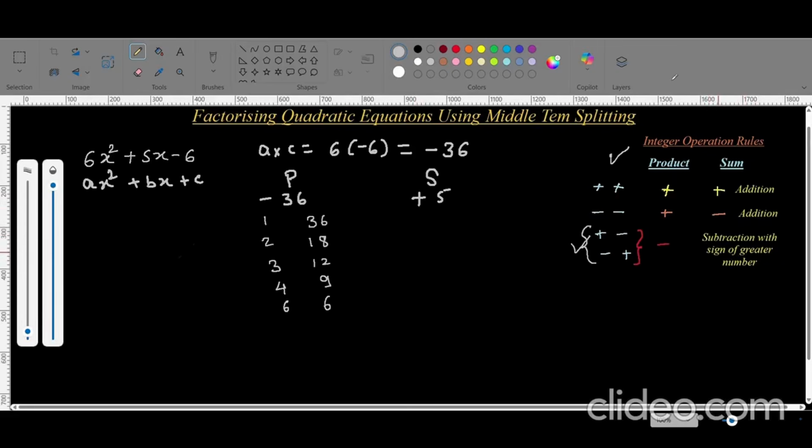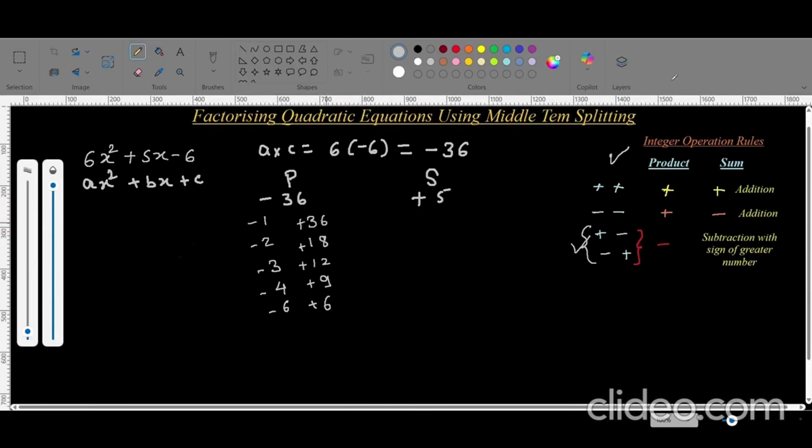That means here our greater factor is positive and smaller factor is negative. Okay, let's assign signs now. And here it's the greater one that is positive. Okay, this step is very important. It is necessary we write the integer operation rules and we make this table. It's absolutely necessary so that we can take the factors as required.